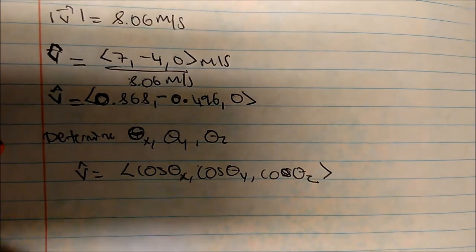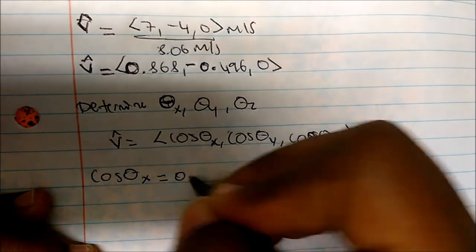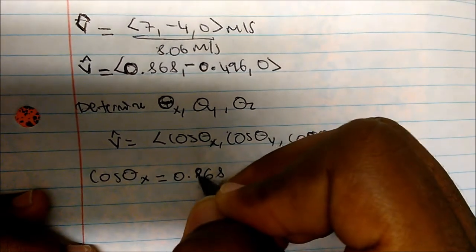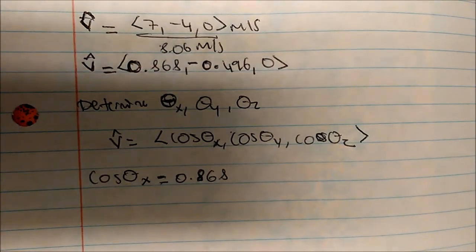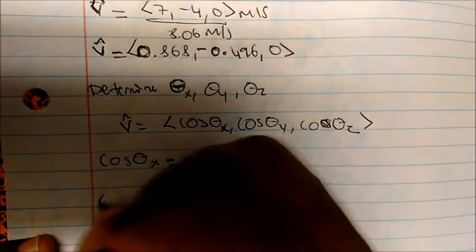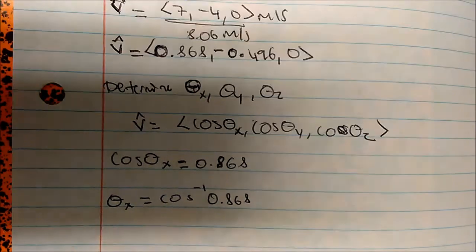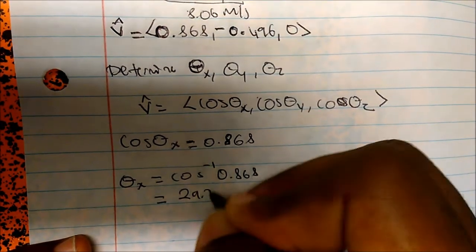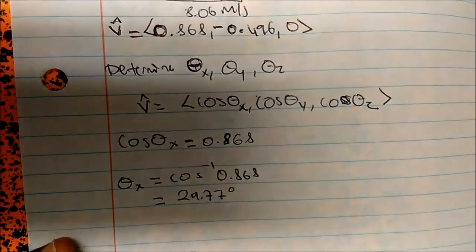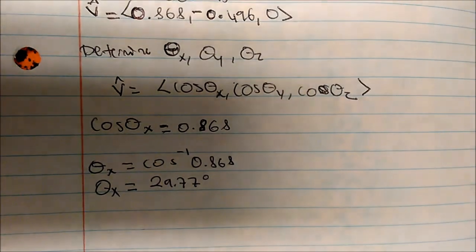So if you want to find the angle in the x direction, cosine of theta x is equal to 0.868, because the unit vector component cosine of theta x has to be equal to what we just found. If that is true, then theta x is cosine inverse of 0.868, and if we take that, we get 29.77 degrees in the x direction. So theta x is equal to 29.77 degrees.